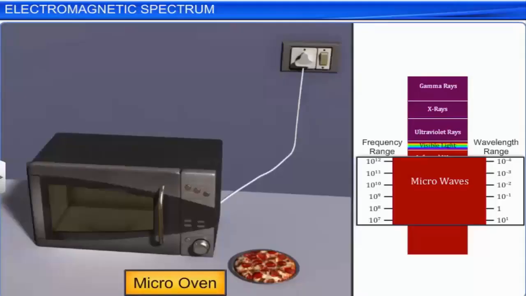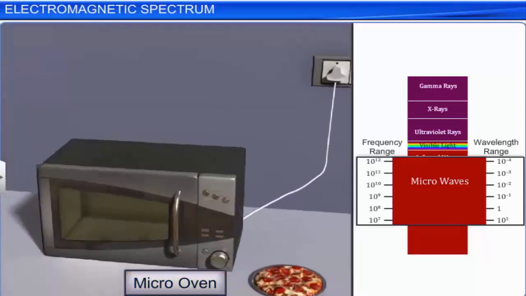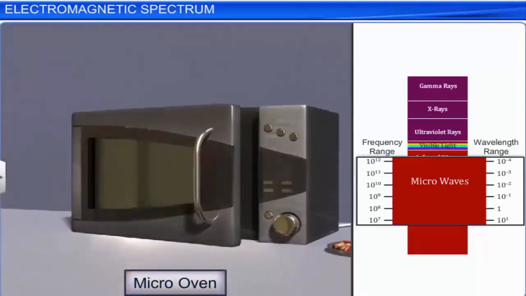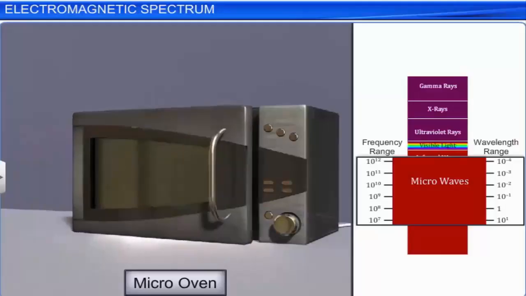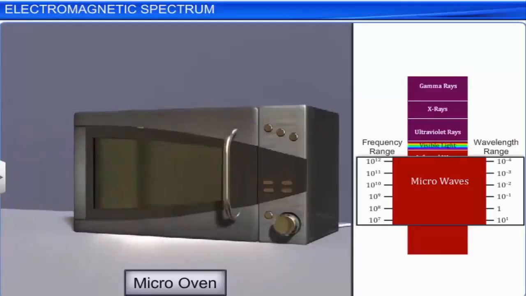When the microwaves are incident on the food material placed in the microwave oven, the water molecules in the material oscillate with maximum amplitude. Thus, the average kinetic energy of the molecules increases, which increases the temperature of the food material.